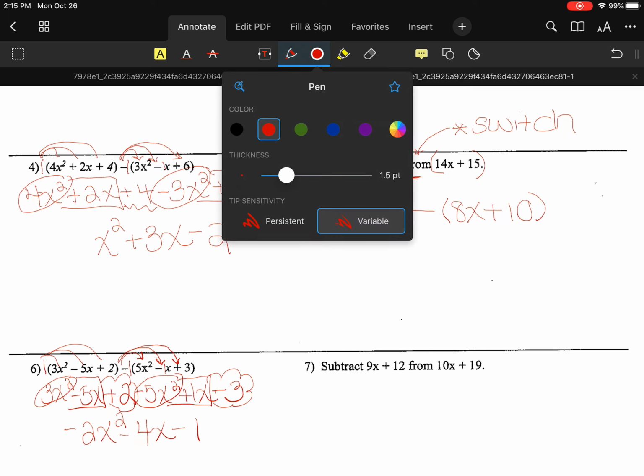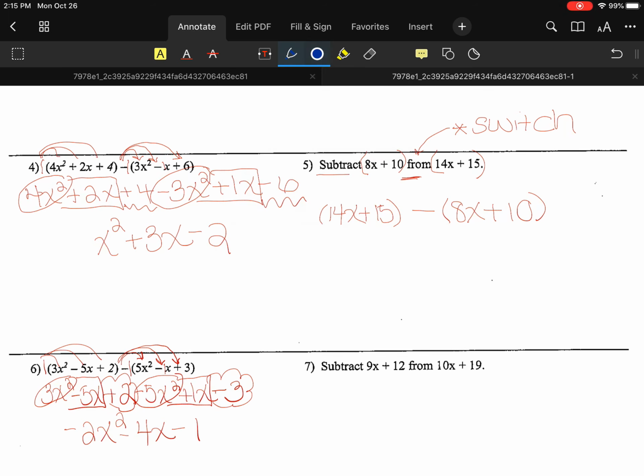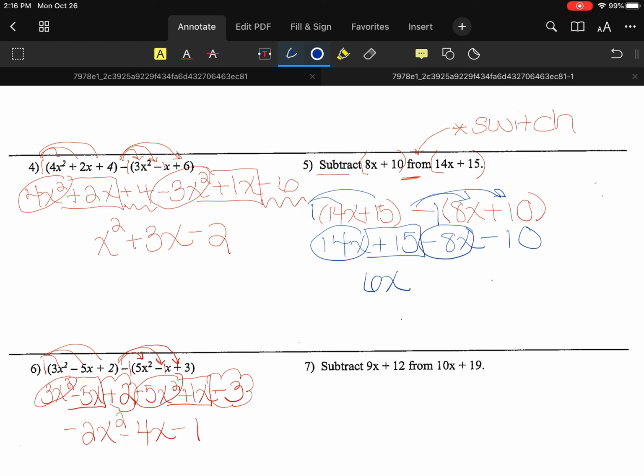Now that I have my problem set up in the proper order with parentheses, I'm now going to do like I did on all the other questions in today's lesson and put my ones in. When I multiply my first binomial by a positive 1, nothing changes. When I multiply my second binomial by a negative 1, the signs change. And now I combine like terms. So 14x minus 8x is a positive 6x. 15 minus 10 is a positive 5.